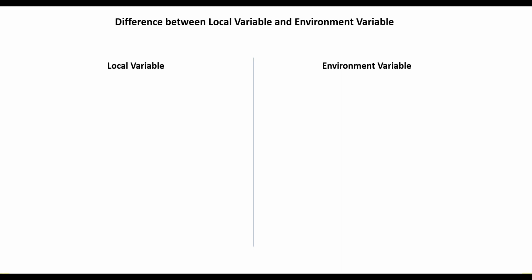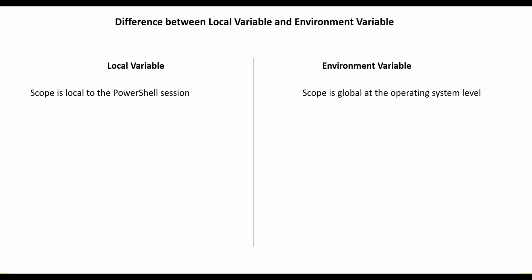Hello. In this video, we will take a look at how we use the environment variable in PowerShell. Before we get started, let us understand the difference between a local variable and the environment variable. When we talk about the local variable, the scope is very limited to the PowerShell session, whereas the scope of the environment variable is global at the operating system level.